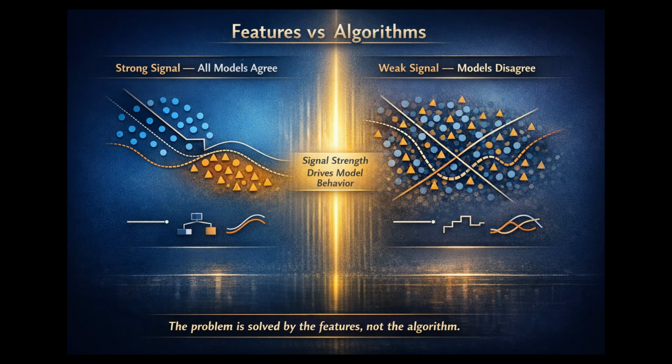The takeaway is not which model won. The takeaway is that the problem was already solved by the features. When the signal is strong, the algorithm matters less. When the signal is weak, that is when model choice begins to matter.